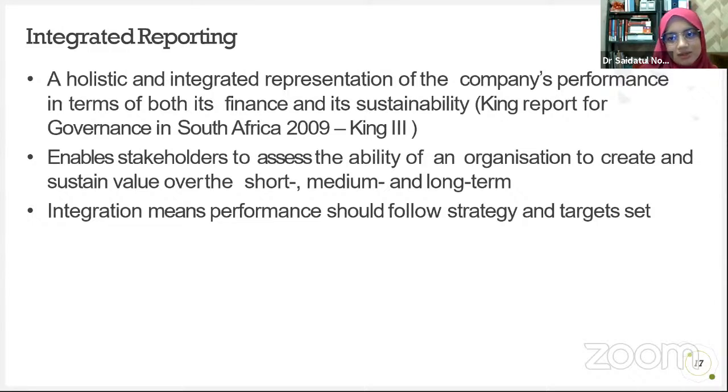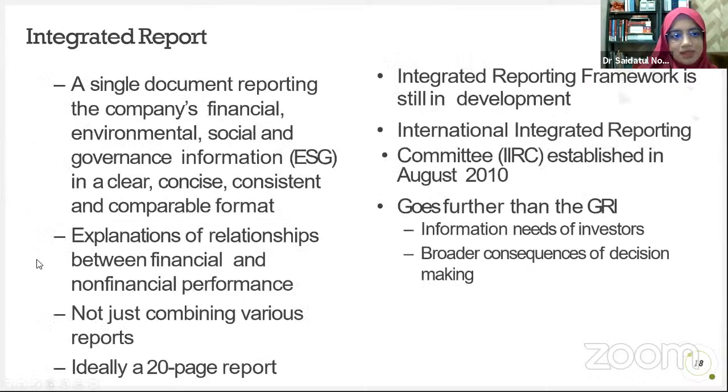And normally, integrated reporting is ideally a 20-page report. And it is a single document reporting the company's financial, environmental, social, and governance. So everything, financial, environmental, social, and governance, into one single report. And an explanation of the relationship between financial and non-financial performance.